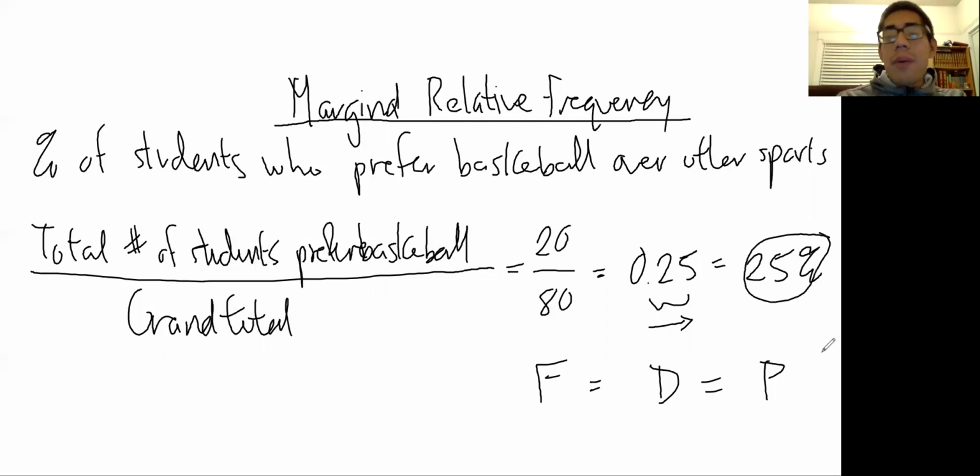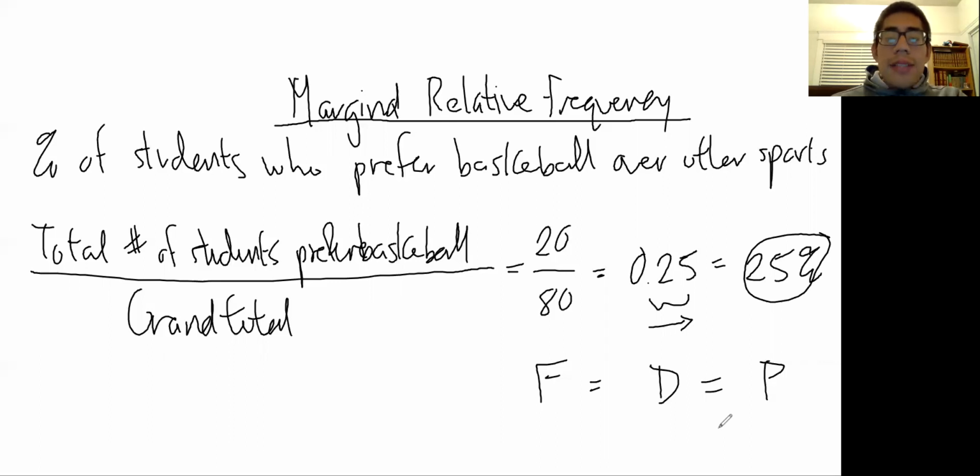The answer to my question of what percent of students prefer basketball over other sports: 25% of students prefer basketball over all the other sports, according to what we learned. That is the marginal relative frequency, okay? Again, it's just, can you remember what the fraction is, all right?